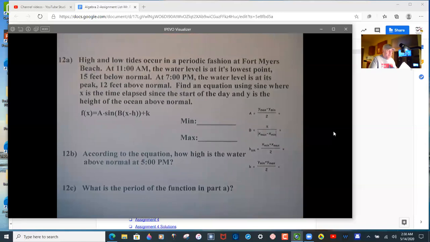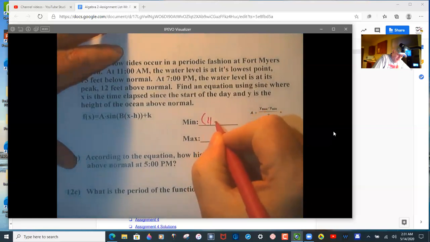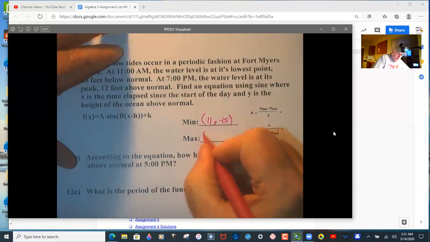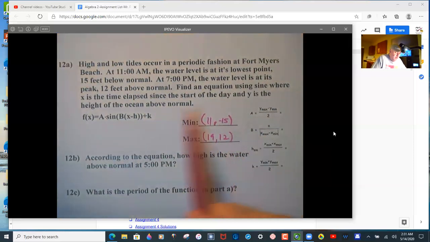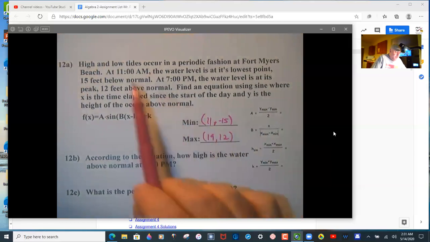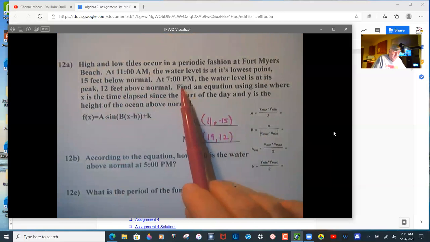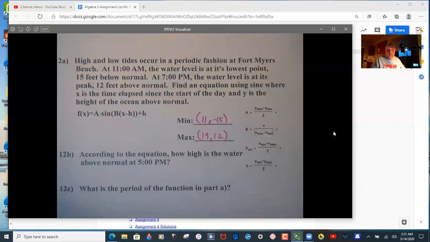So again, you need to get the min and the max correct on this. If you don't, well, the whole thing's going to be wrong. So 11, negative 15, and 19, 12. So you start with 0, beginning of the day. So 11 hours, it's 15 feet below normal. And then at 7 p.m., that's 12 hours, add 12 for military time. You're thinking that way, 1912.